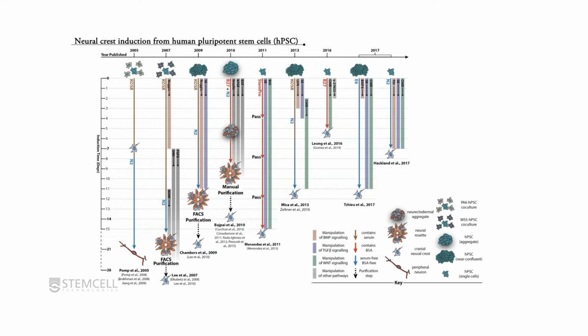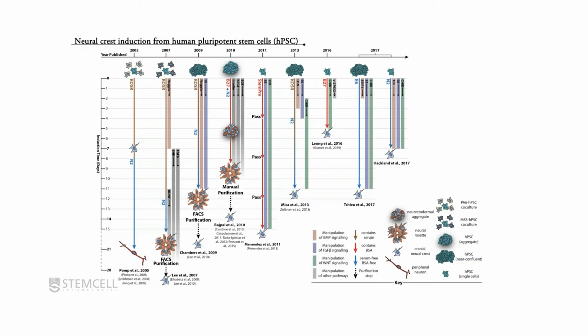So I've expanded this schematic to show a summary of the key neural crest induction protocols that have been developed since the PUMP publication. Along the top, you can see the date that the protocol was first published, and down the side is the amount of time it takes, in days, for neural crest cells to be generated. The method used to start the differentiation, whether co-culture, as with the PUMP publication, confluent layer of embryonic stem cells, aggregates, or single cells, is represented in the sketch at the top of each protocol.